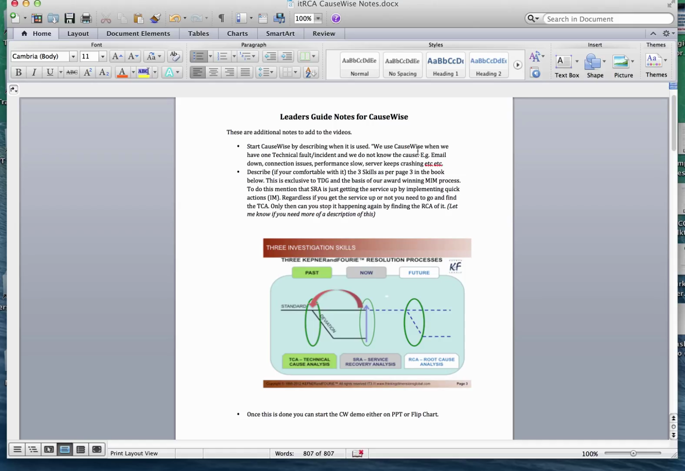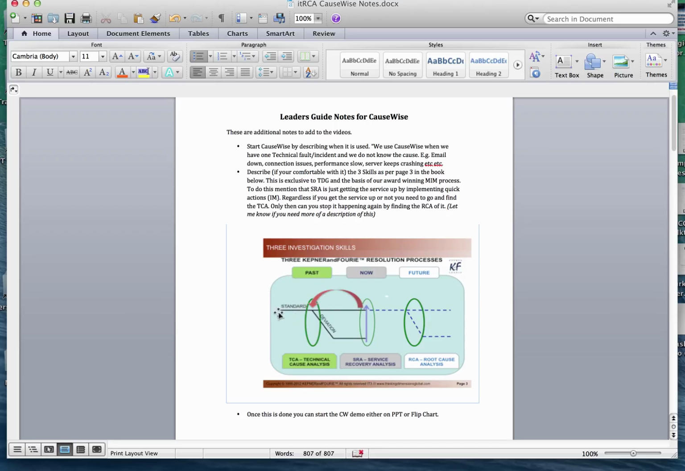Okay. Page 3 in the book is where we usually refer people to, so we can do an introduction to cause-wise, and we explain the 3 skills here. Now this is exclusive to Thinking Dimensions Global. This forms the basis of our award-winning MIM module, or Major Incident Management Process.